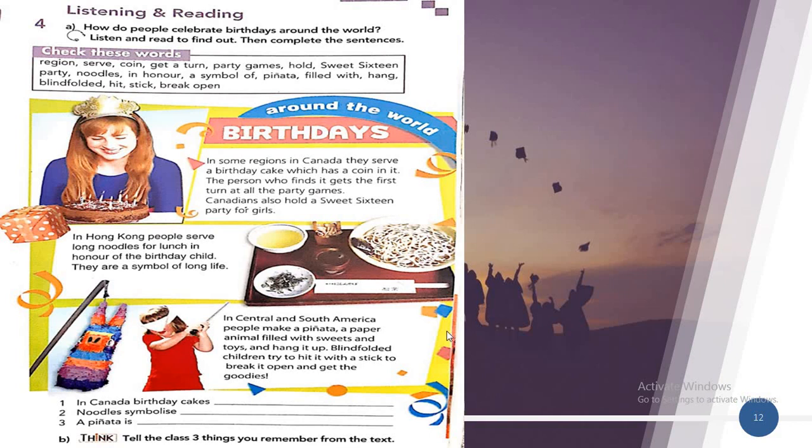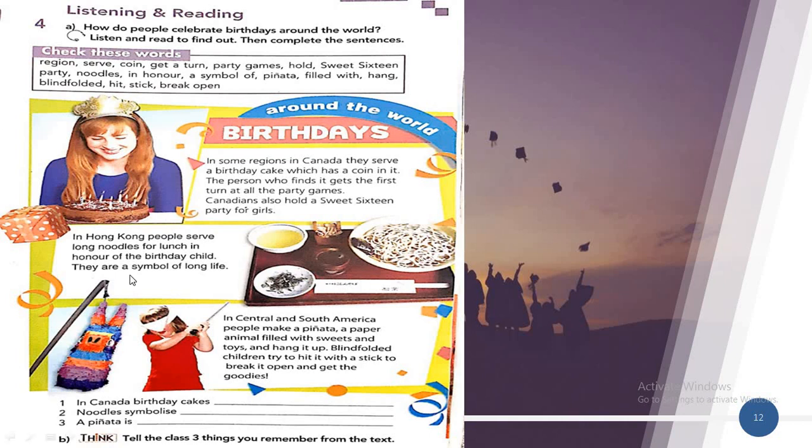So let's read the first paragraph. In some regions in Canada, they serve a birthday cake which has a coin in it. The person who finds it gets the first turn at all the party's games. Canadians also hold a Sweet 16 party for girls.